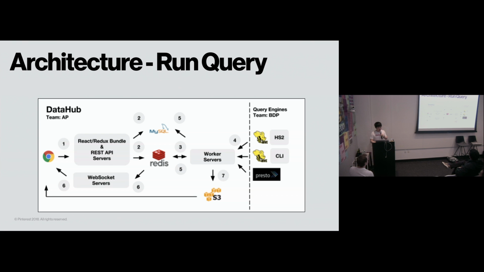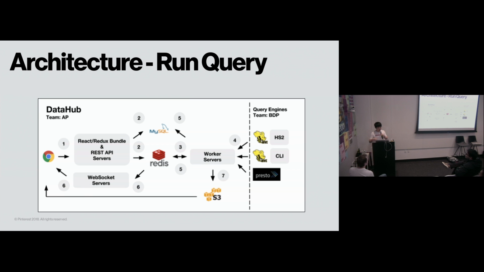Meanwhile, the Celery backend worker will pick up the task from Redis, and talk to HiveServer2 or Presto to actually run the query. It will then pull any results, any logs, any progress, and send it through Redis and Redis Socket.io, which gets sent to the front-end server, the front-end browser.